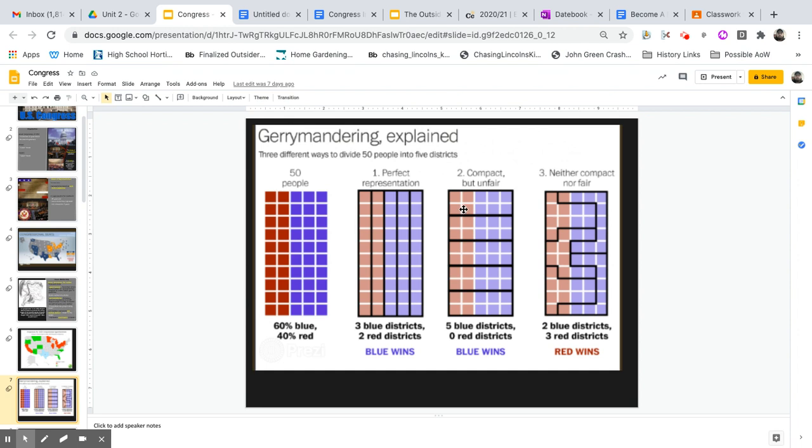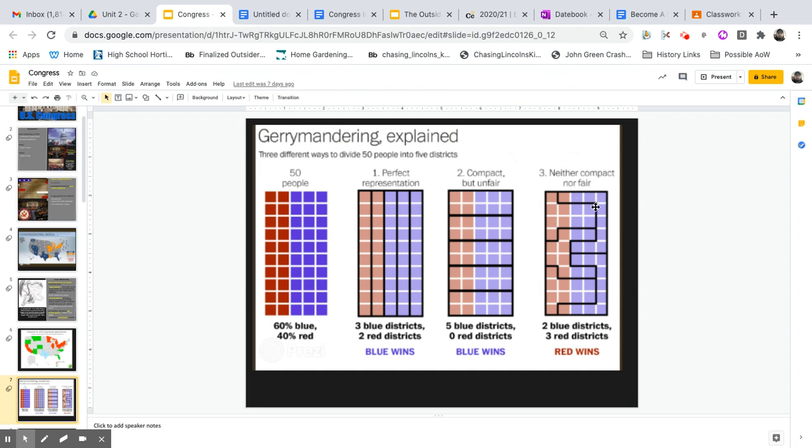You could also draw the lines like you see here. They're very compact. They look like they make sense, but they are certainly not fair because you end up with 5 blue districts and no red districts. And you can see that they've pretty much been drawn to eliminate the people in red's voices. Even though they all vote and think a certain way, they're not having their voice heard in government because they're not getting representation because the districts have been drawn unfairly.